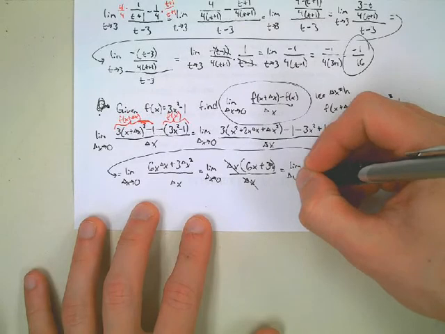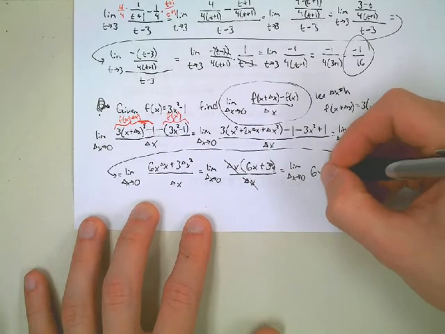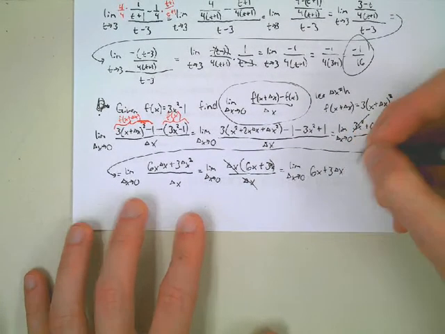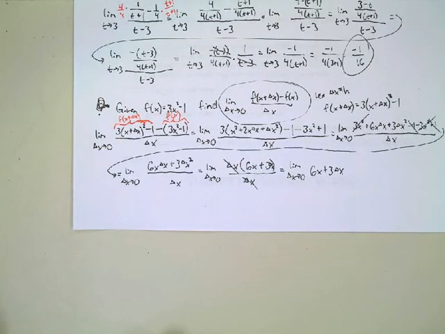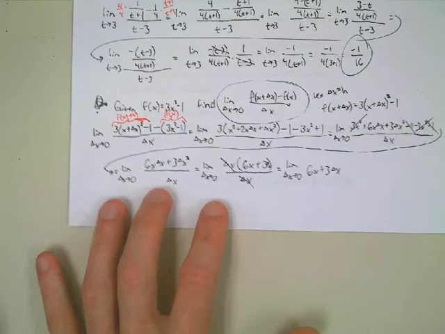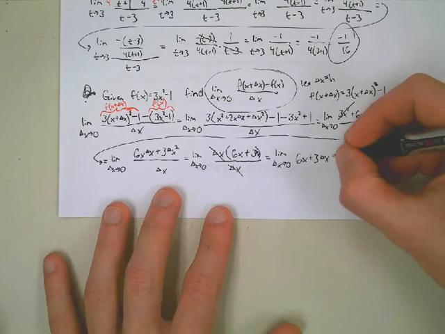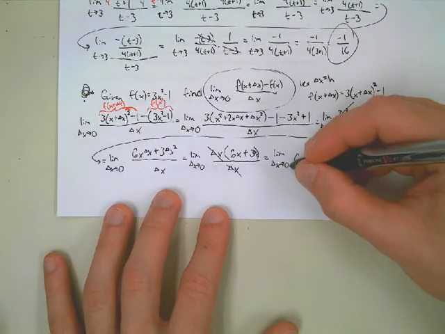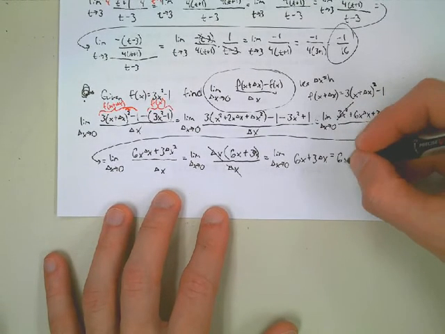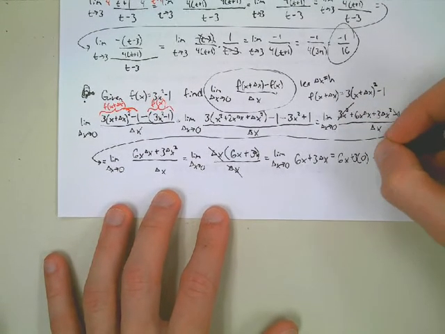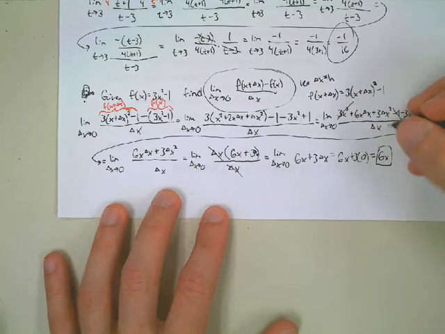Whew. Final step. What do we do? Direct substitute, 0 goes in for the delta x here, so it's 6x plus 3 times 0, and oh my gosh, we did all that work just to get 6x at the end.